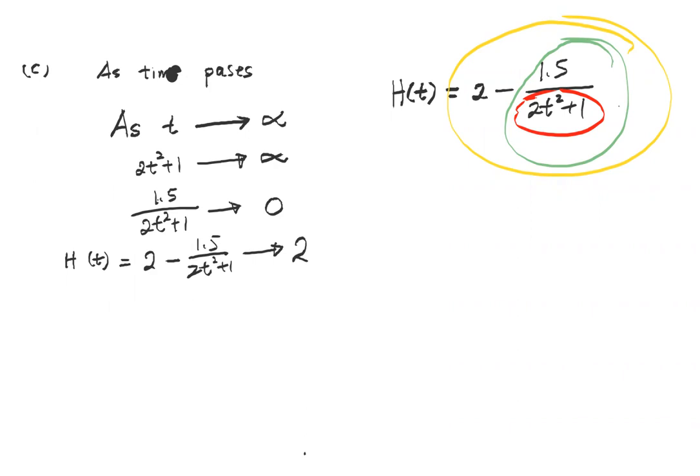I say the highest value of 1, the smallest value of 1.5 over 2t squared plus 1 is 0. So the 2 for H is the highest possible or lowest possible? Highest possible. So the rest will be lower than that value. So this is the upper limit. So we say from below. From below means the rest of the height is lower than 2. Are you clear? So 2 is the upper limit.